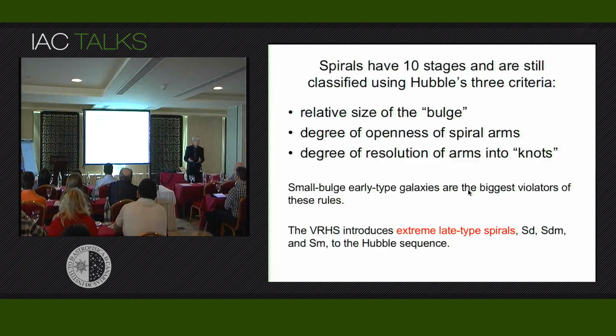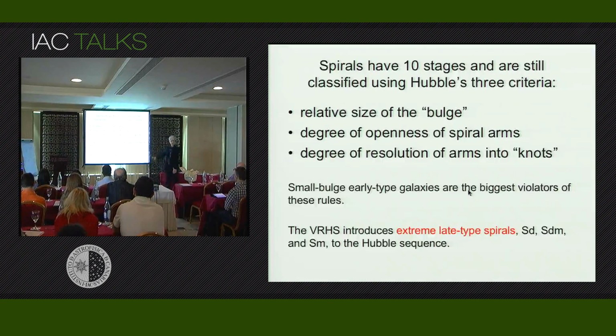Now, the spirals have 10 stages, and they're still defined using Hubble's three original criteria: the relative size of the bulge, degree of openness of the arms, and the degree of resolution of the arms into what used to be called knots that we now know are early type star clusters and associations. But the problem is already evident with early type galaxies in that there exist small bulge early type galaxies. They don't fit into the stage. There's been a problem ever since. It's at the heart of all the problems with the Hubble tuning fork.